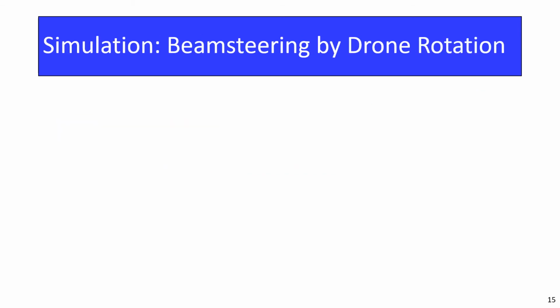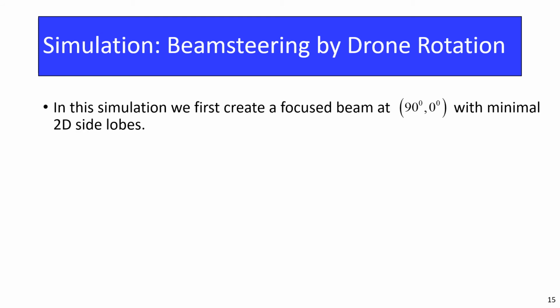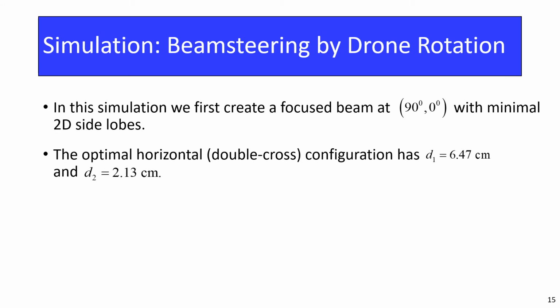For the following drone rotation simulation, we focus on optimizing the 2D pattern. Moreover, to fully take advantage of the problem's symmetry, we run the optimization to achieve a focused beam at an initial angle phi 0 equals 0 degrees. This makes the elevations computed using the beam focusing conditions symmetric. The optimal double cross configuration has D1 equals 6.47 centimeters and D2 equals 2.13 centimeters.